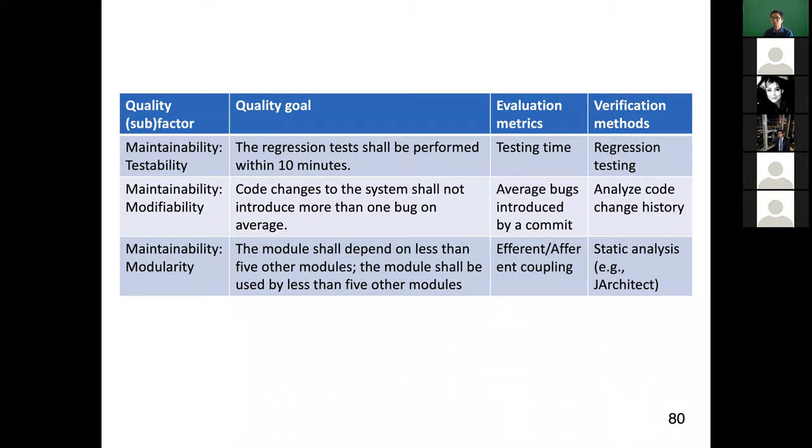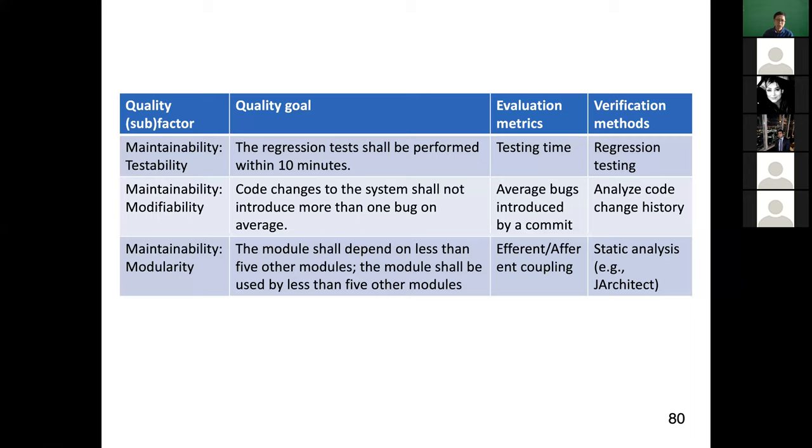We should be able to run this regression test within 10 minutes, because you want to commit your code very quickly after you make changes. So it shouldn't take too long, right? So the evaluation metric is testing time, the time of running the regression testing, right? Verification method is just run the regression testing. It's easy.